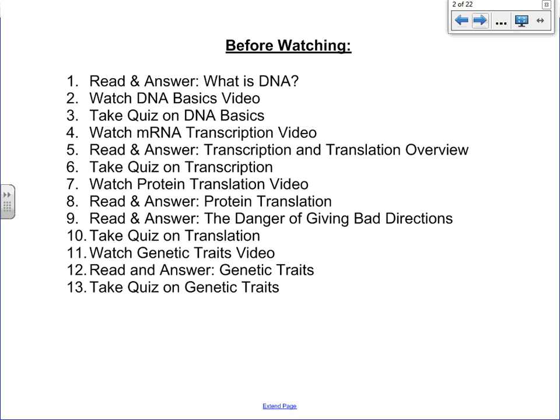Before you get started with Punnett Squares level 1, you should make sure that you have read and answered the What is DNA questions, watched the DNA Basics video, taken the quiz on DNA Basics, watched the mRNA transcription video, read and answered transcription and translation and overview, taken the quiz on transcription, watched the protein translation video, read and answered the protein translation questions, read and answered the danger of giving bad directions, taken the quiz on translation, watched the genetic traits video, read and answered the genetic traits questions, and hopefully taken the quiz on genetic traits and did phenomenally well.